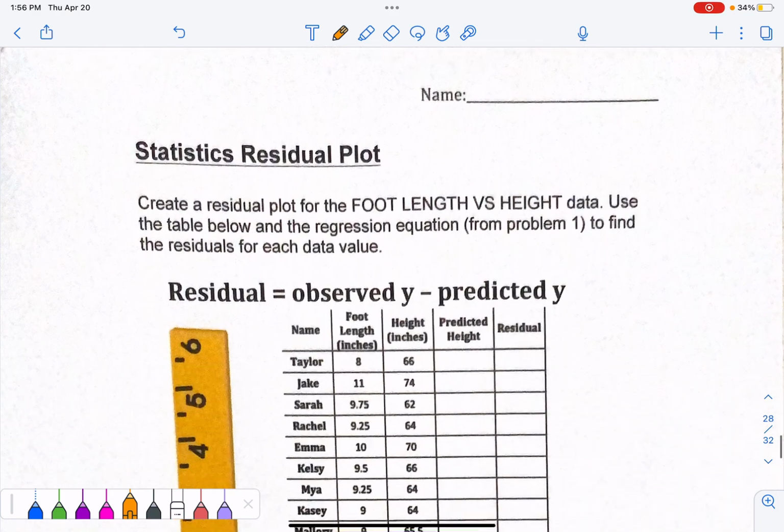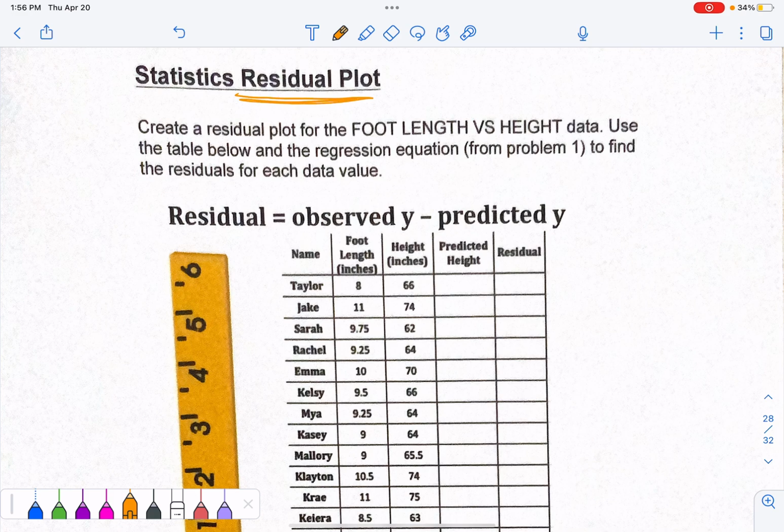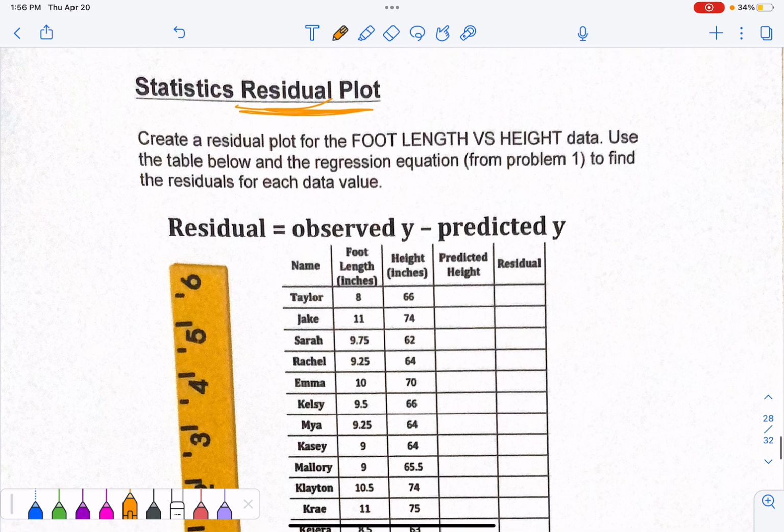The very back page is something called a residual plot, which we have not done yet, but a residual plot is good for looking at discrepancies amongst what the data should be versus what you actually get, okay? So I'm going to take that equation that we got from problem 1. It says it wants to use from problem 1, so we're using the data as a whole. Let me put that equation back up again. We have that height is equal to 3.83 times your foot length plus 31.2. Okay, so that was our equation from problem 1.